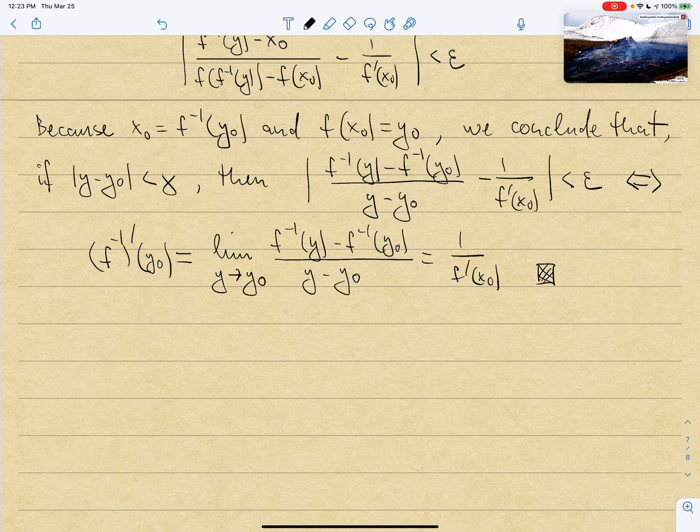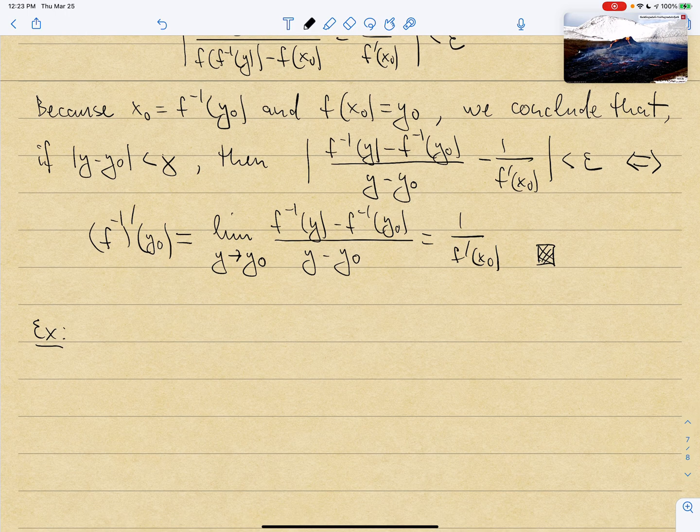this type of a formula to figure out derivatives of a bunch of functions. So for instance, that's how we have done it before. So for instance, I want to find the derivative of natural log of x. So what is f prime of x for ln of x?